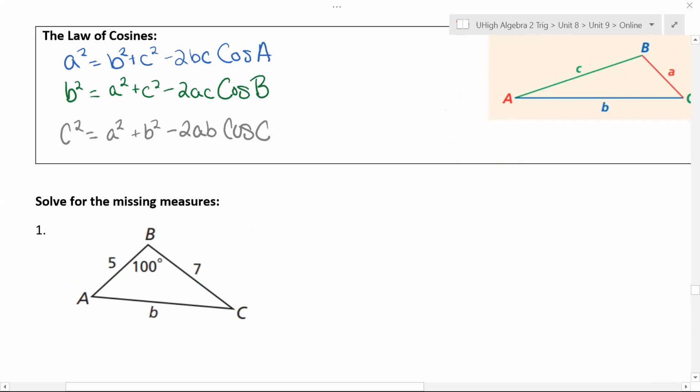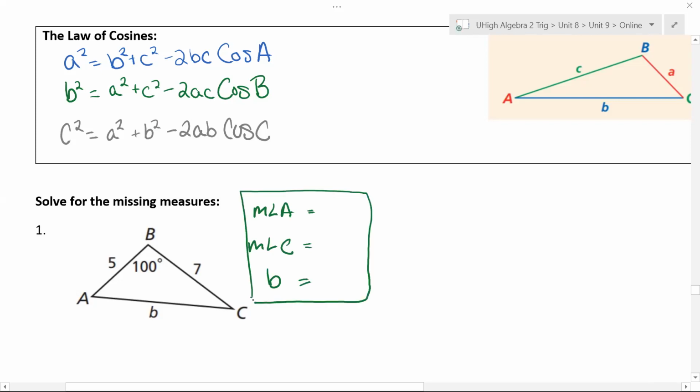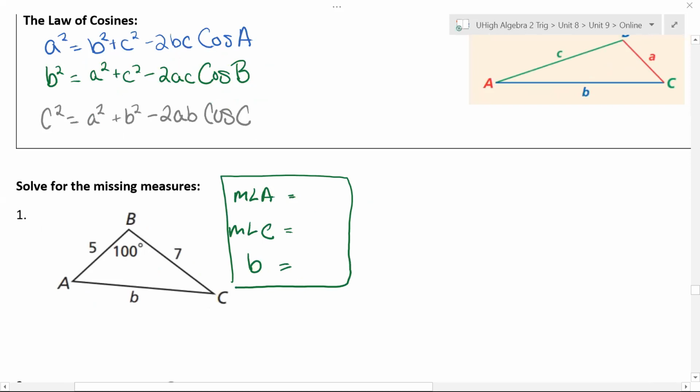In this problem, I am looking for the measure of angle A, the measure of angle C, and my side length of B. I'm just going to put that little answer bubble right there so that I can keep track of it.